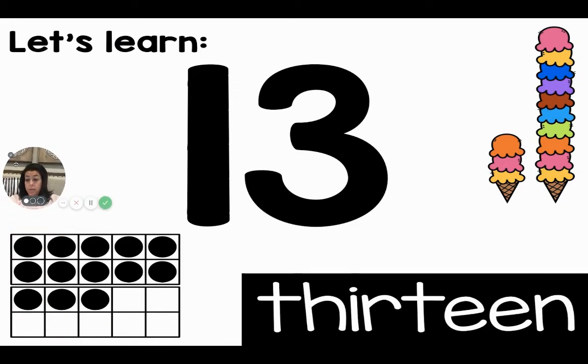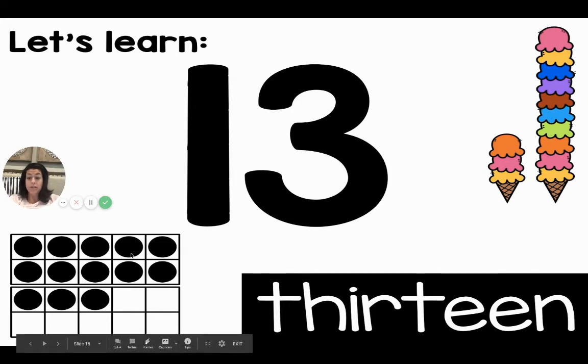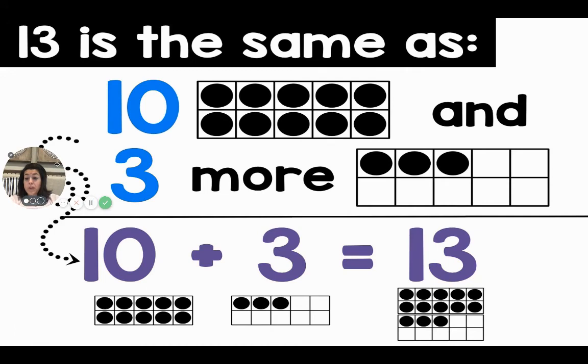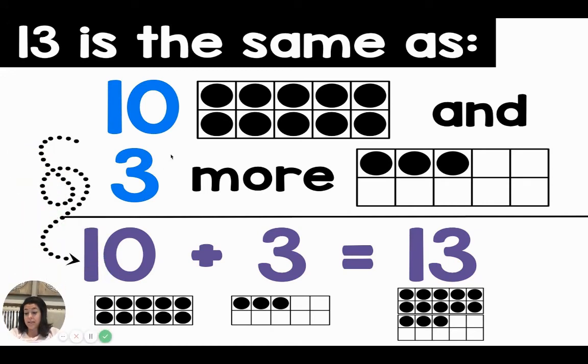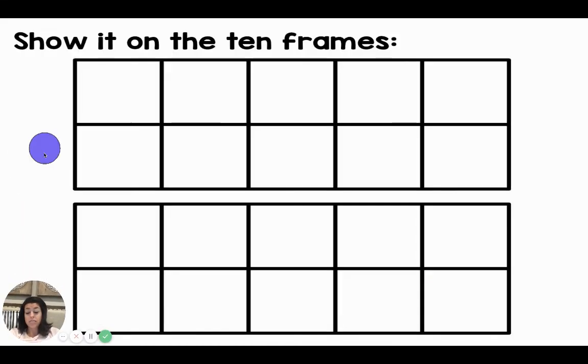Let's look at number 13. He's a two-digit number. Right now, he's in standard form. Down at the bottom, he is in word form. If you look at our scoops of ice cream, we have one tall tower of 10, and then 3 more scoops. On your 10 frame, you have one entire 10 completely filled in and 3 more dots. That makes 13.